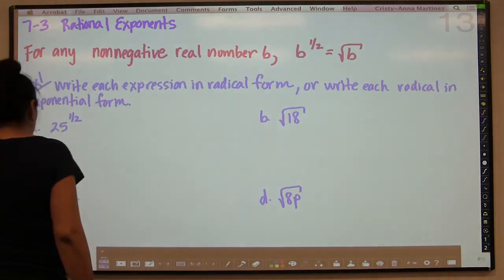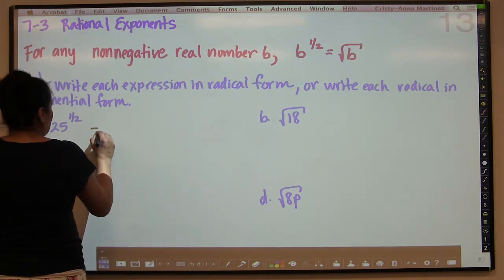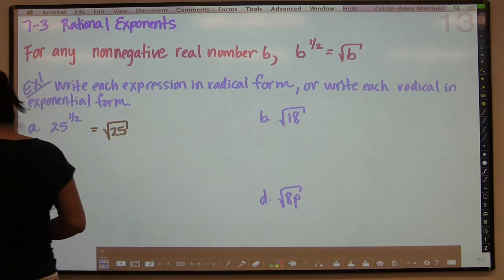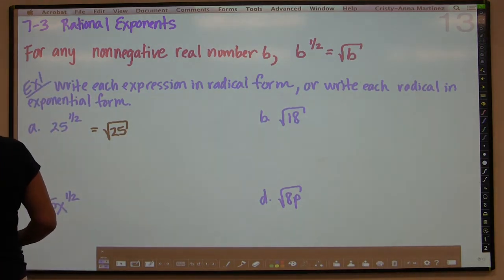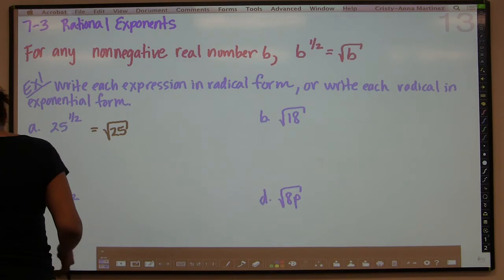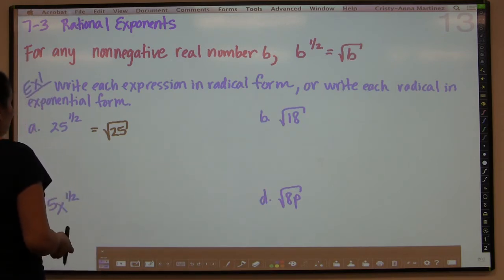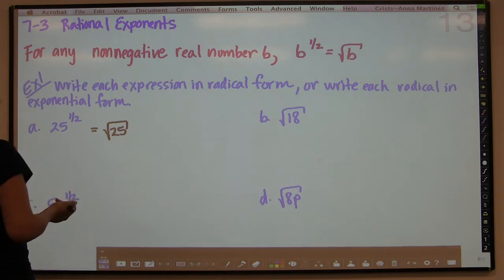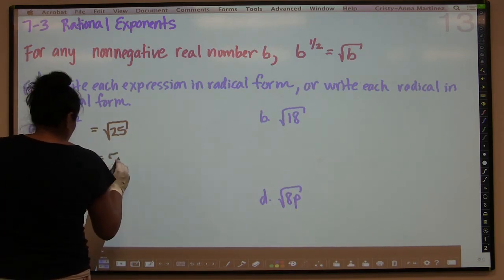So for 25 to the 1/2 power, that would be the same thing as saying square root of 25. Now they're not asking us to actually figure out what the square root of 25 is, but they're asking us to write each expression in radical form. Now, if we wanted to, we could keep going, and yes, the square root of 25 would eventually equal 5.